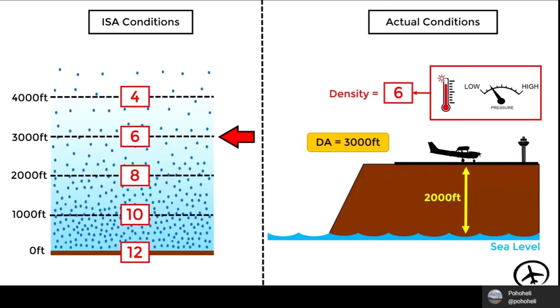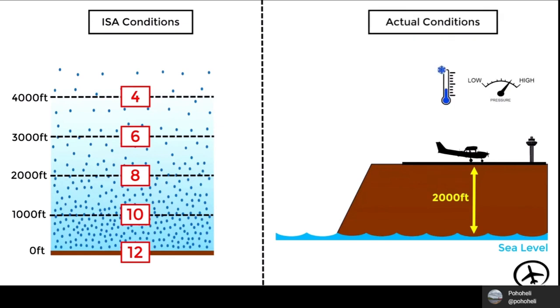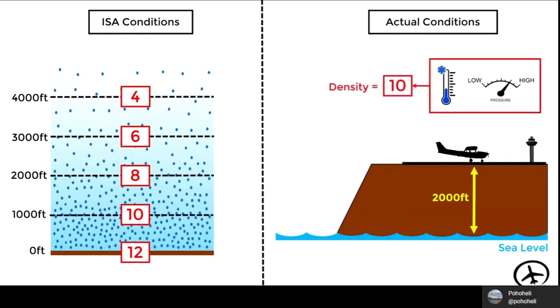Now, the opposite happens when we have higher than standard pressure and lower than standard temperature conditions. In this case, the combination of these factors will cause the air density to increase. Suppose, for example, that the combination of these factors results in a density of 10. If we then look for this density value in the ISA model, we will find it at 1,000 feet.